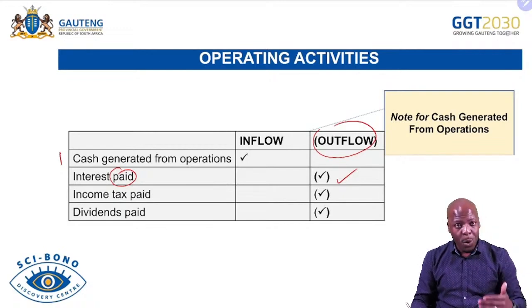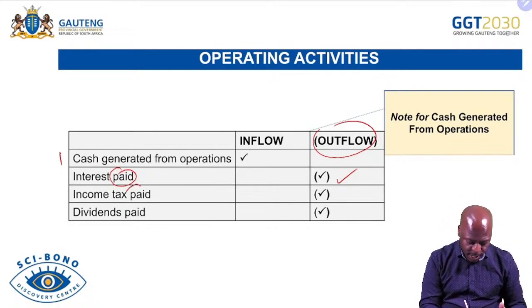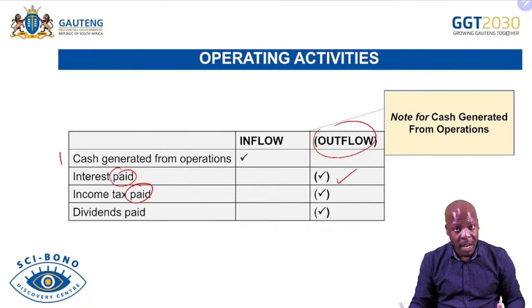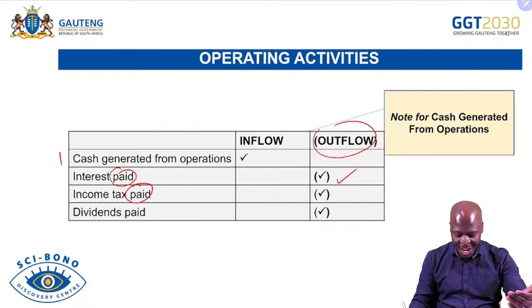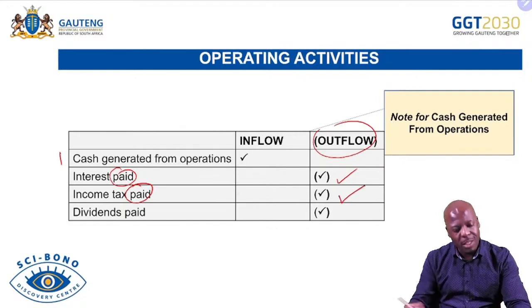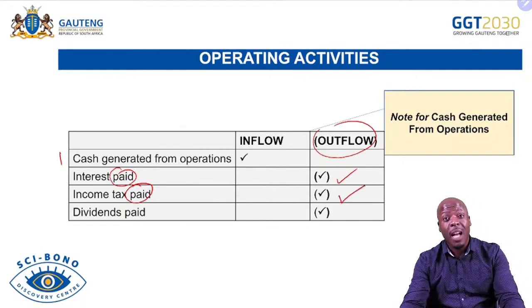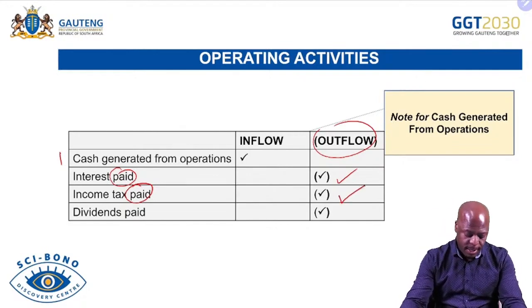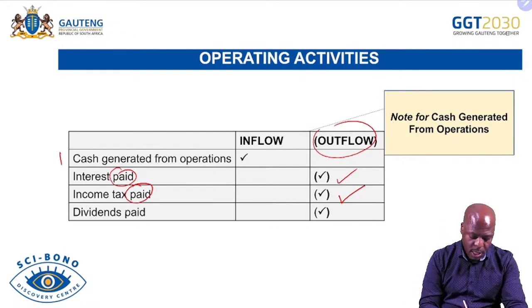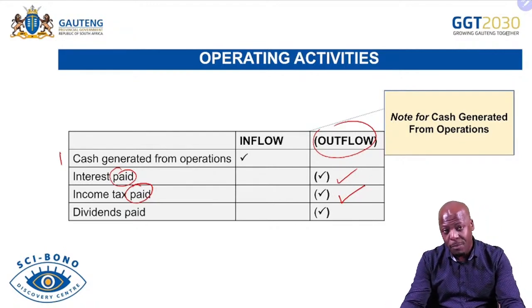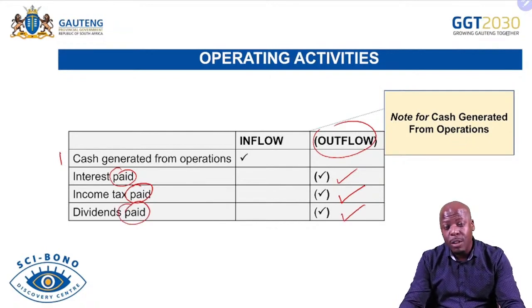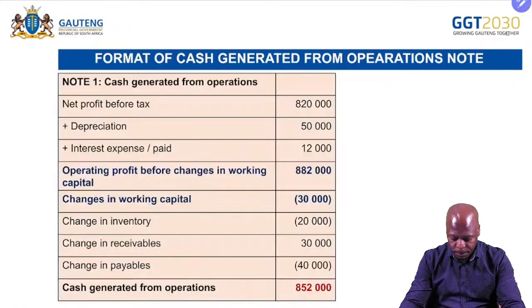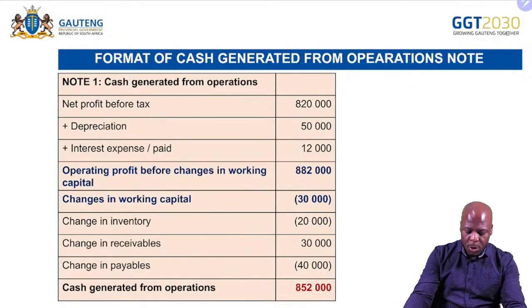Okay? When we pay income tax, here's the clue. Paid. When we pay income tax, my dear learners, cash is going out. Hence, we're talking about a cash outflow. And then lastly, when we pay dividends, dividends paid. When we pay dividends, definitely our cash is going out. Cash outflow.